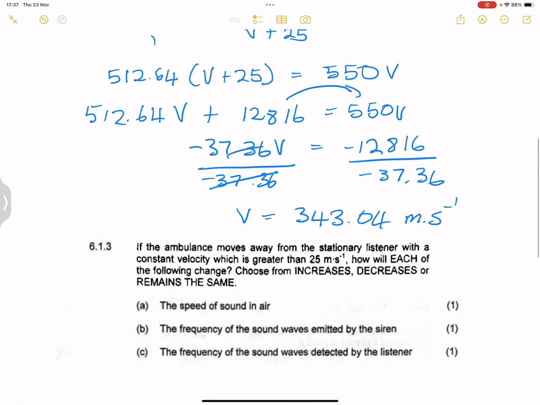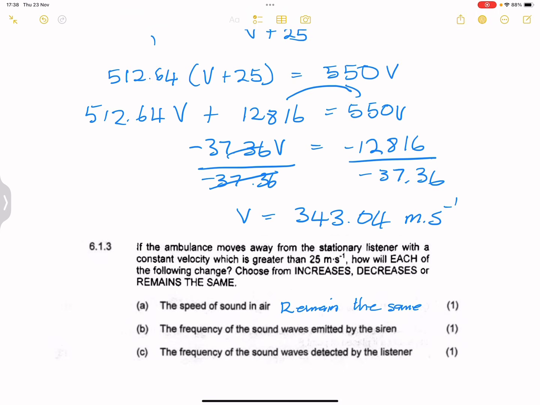Let's look at the next question. They say to us, if the ambulance moves away from the stationary listener with a constant velocity which is greater than 25 meters per second, how will each of the following change? First they say choose increase, decrease, or remain the same. The speed of sound in air definitely remains the same, right? That does not change.